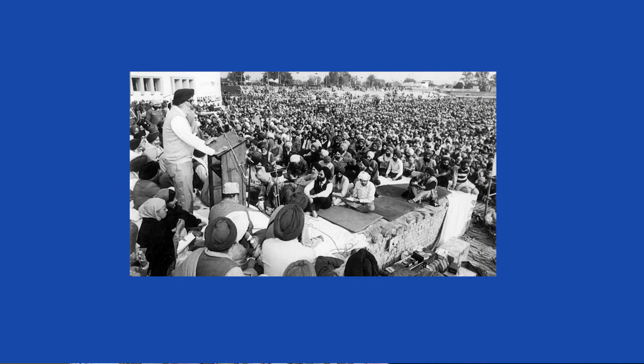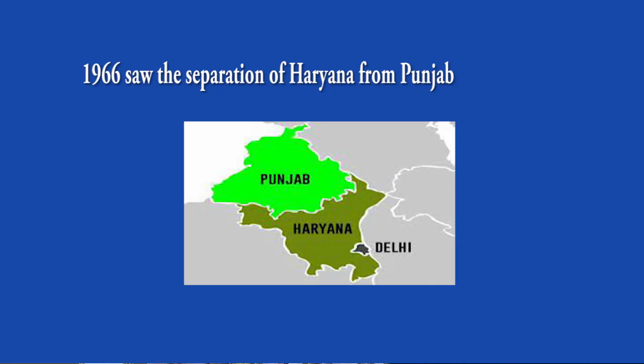And this particular demand the SAD has been making not from the 1960s. The demand, which was in tune with their demand for the respect for separate Gurumukhi language of the Sikhs, was there from the 1930s. In 1966, the centre had to bow down to the demand and Haryana was separated from Punjab.